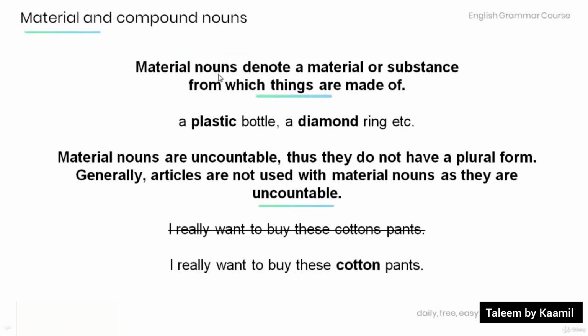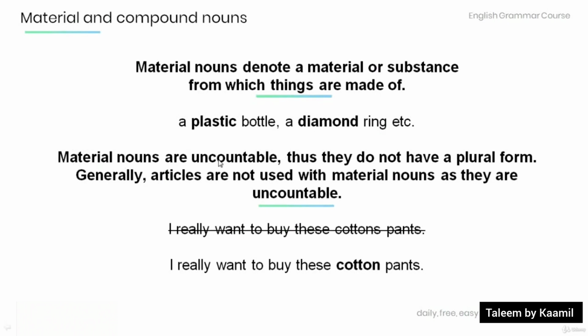Now, material nouns denote material or substance from which things are made, as in the examples below. A plastic bottle, a diamond ring, etc. Note that the word plastic is a material noun, and it is used to describe what the bottle is made of. The same thing with the word diamond. It is used to describe what the ring is made of.